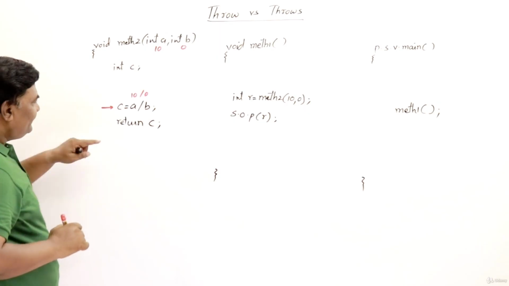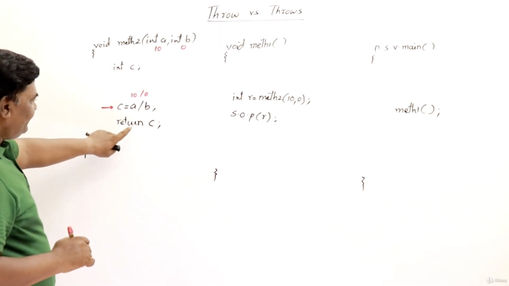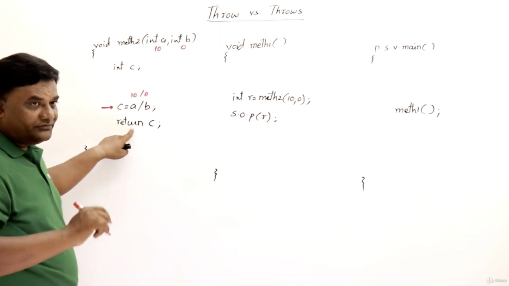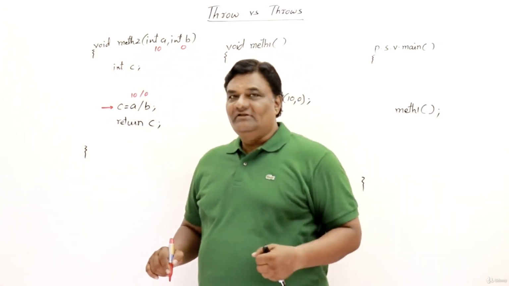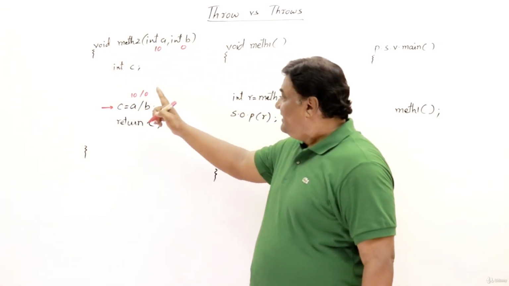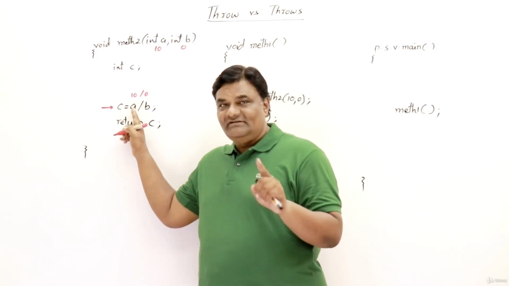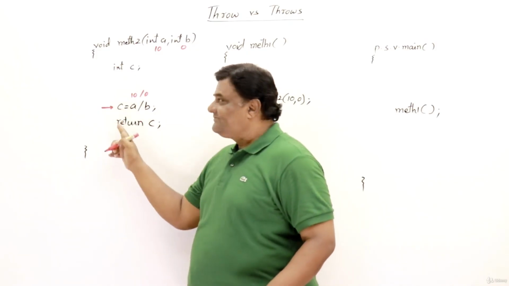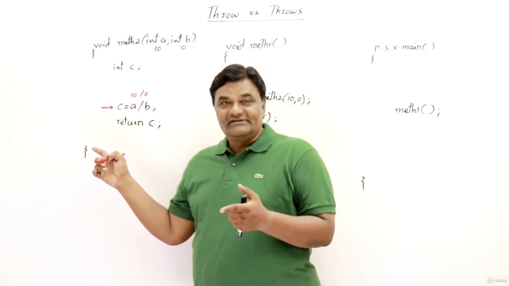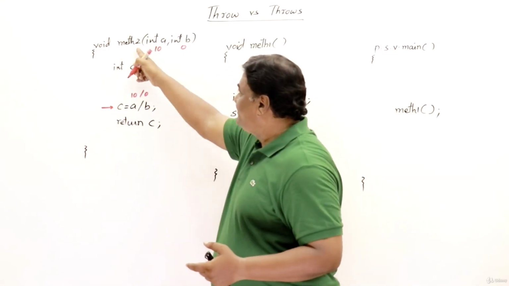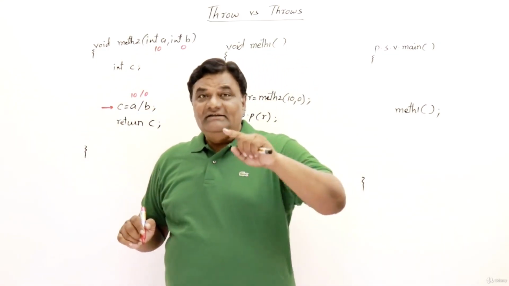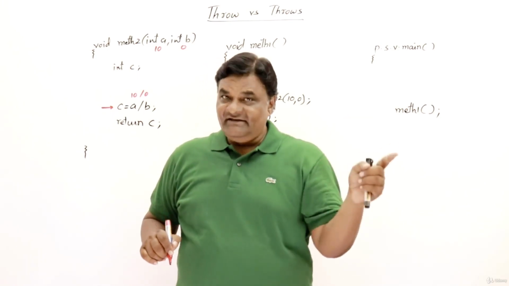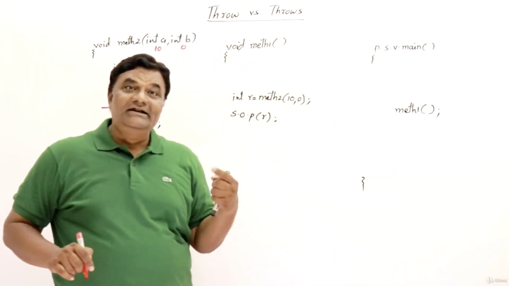So what will happen when the exception is raised here? Definitely this return C will not be executed, because that is the next line after the statement which is causing an exception. Here the exception will be raised. Then it will look for a try and catch block. It is not there. So this method 2 does not have try and catch to handle that exception. Then that exception will be passed on to the calling method.